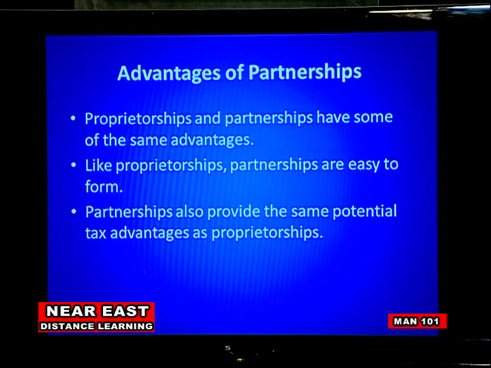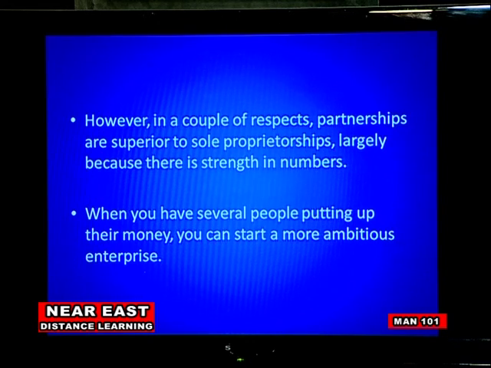Advantages of partnerships. Proprietorships and partnerships have some of the same advantages. Like proprietorships, partnerships are easy to form. Partnerships also provide the same potential tax advantages as proprietorships. However, in a couple of respects, partnerships are superior to sole proprietorships, largely because there is strength in numbers. When you have several people putting up their money, you can start a more ambitious enterprise.